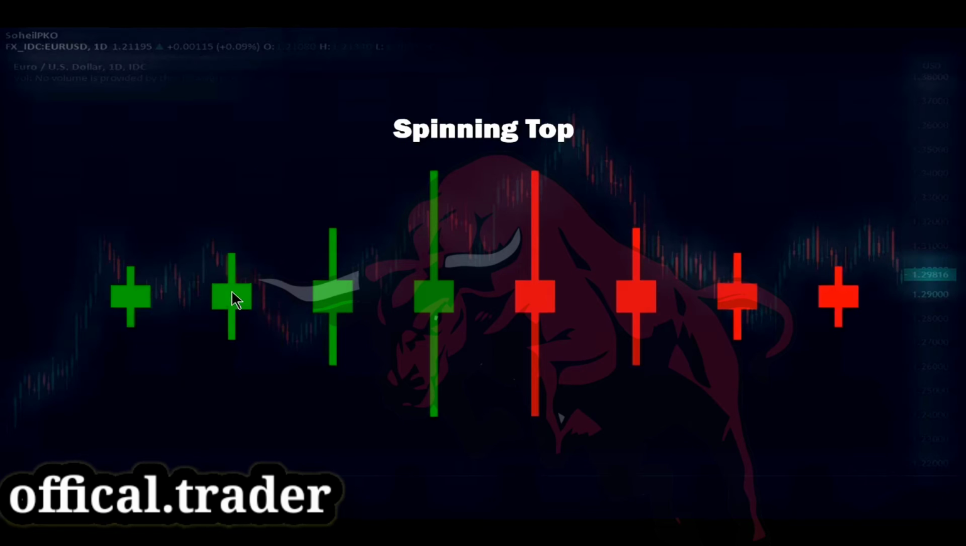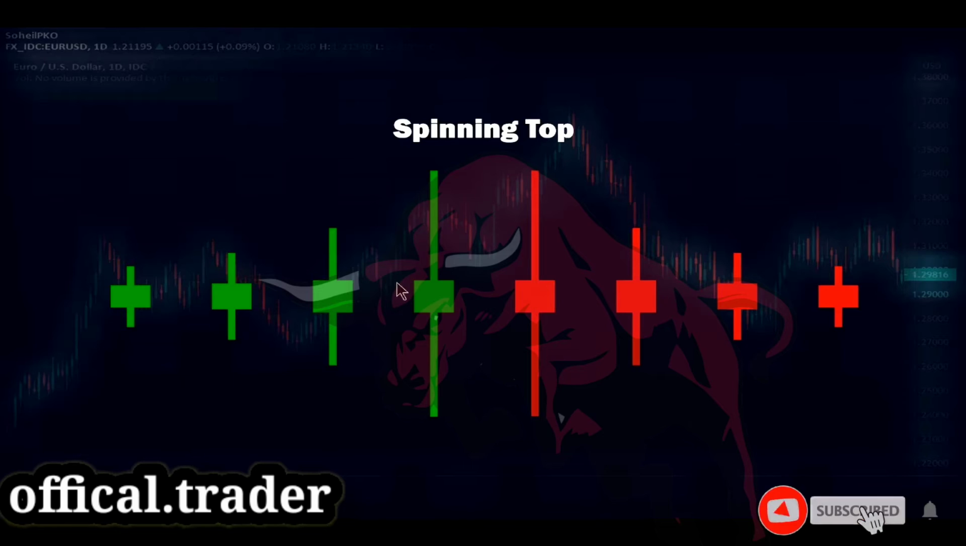When we have a small body and the shadows are approximately equal, the candlestick is called a spinning top. We may have different lengths of shadows, like small shadows or long shadows, but the size of the shadows doesn't matter in identifying the spinning top. It's the small body that makes the spinning top. Also, the color of the body doesn't matter because we have small movement from open to close, which is not considerable.